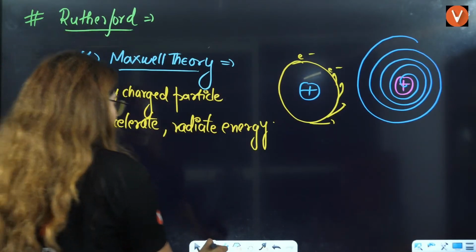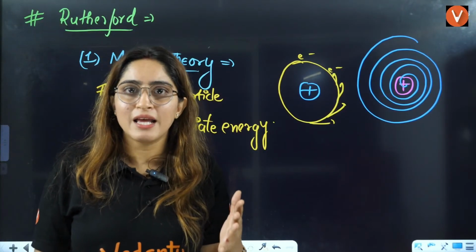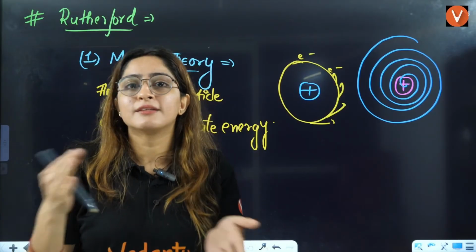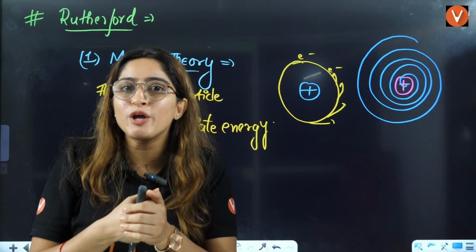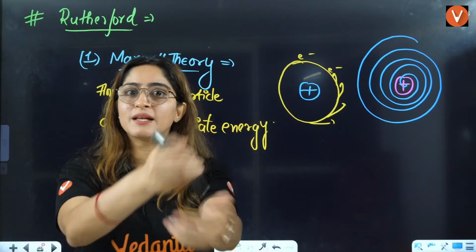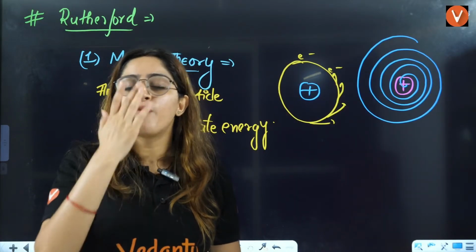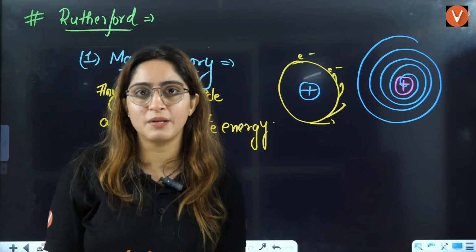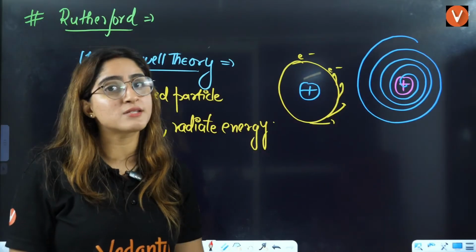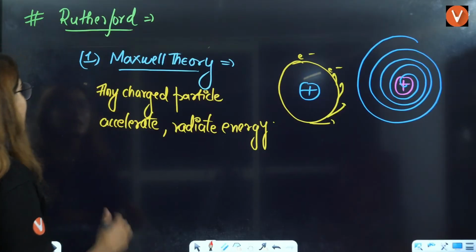According to Maxwell, if this model is correct, then the atom should not be stable. That means Rutherford was not able to explain why the atom is stable. Because we are stable, you are stable, this pen is stable, it is not breaking like this, right? Clearly the atom is stable, but because of this theory the atom would not be stable. So how come it is not traveling in a spiral path?